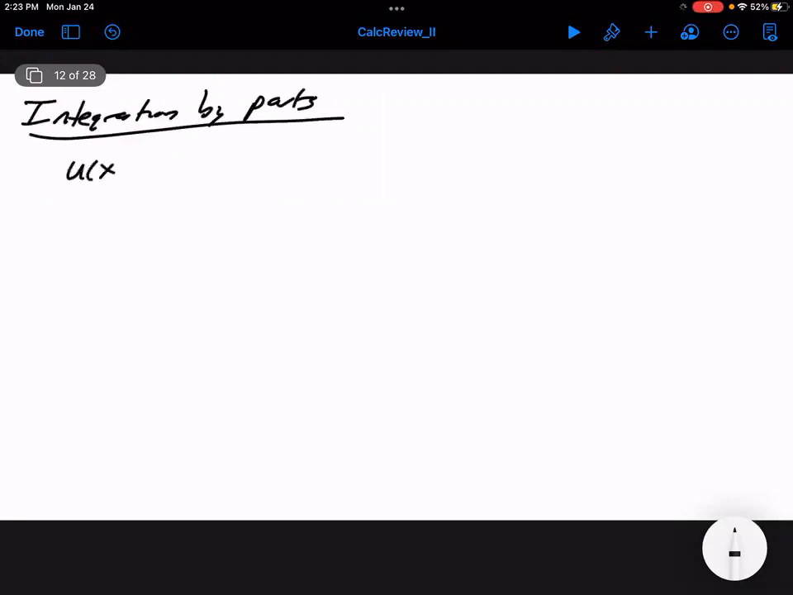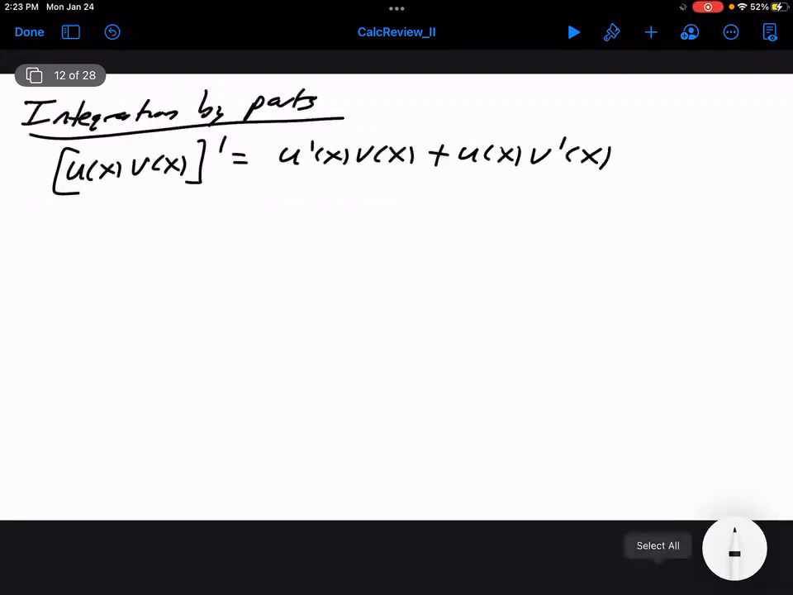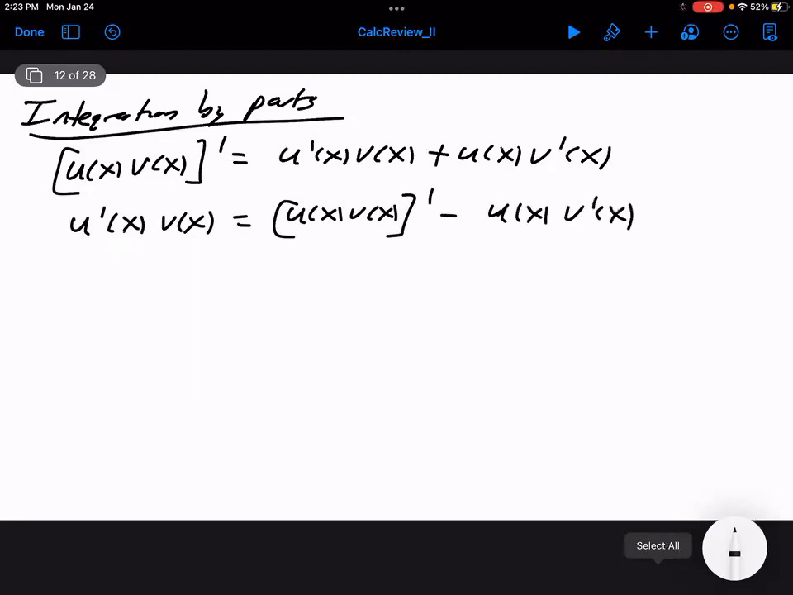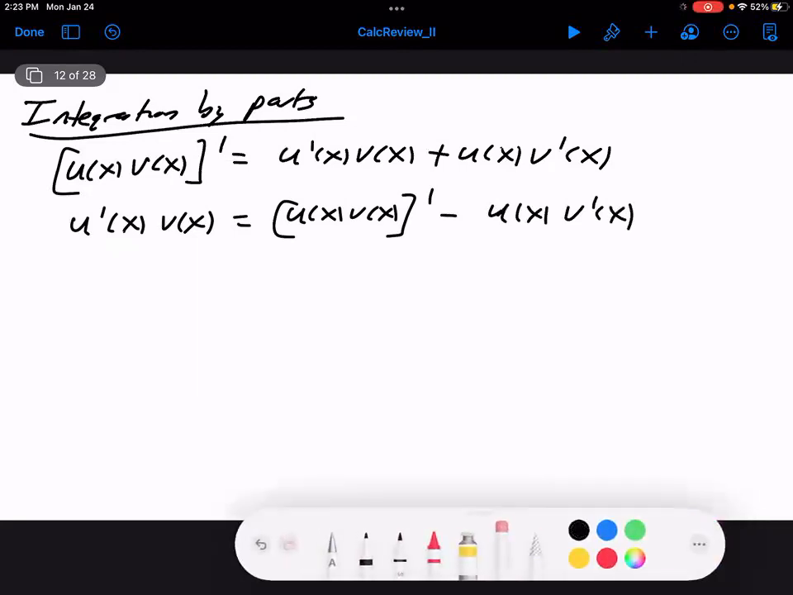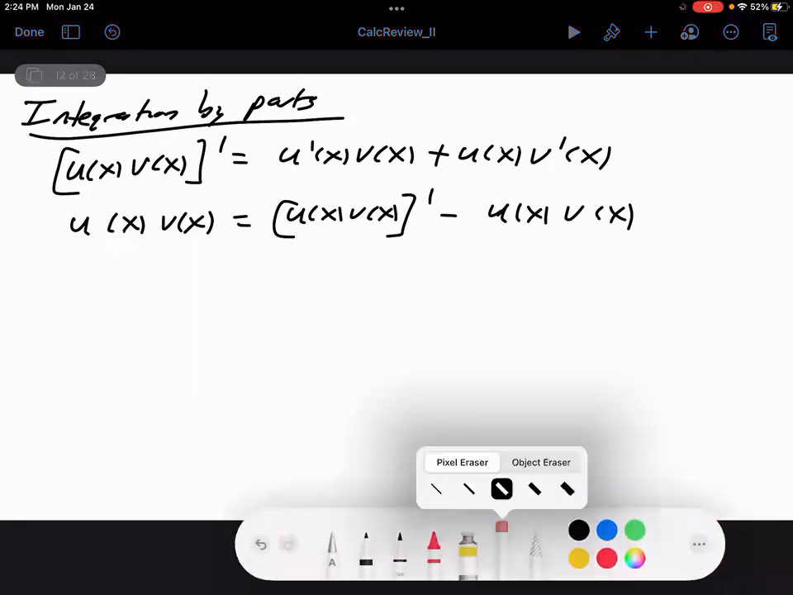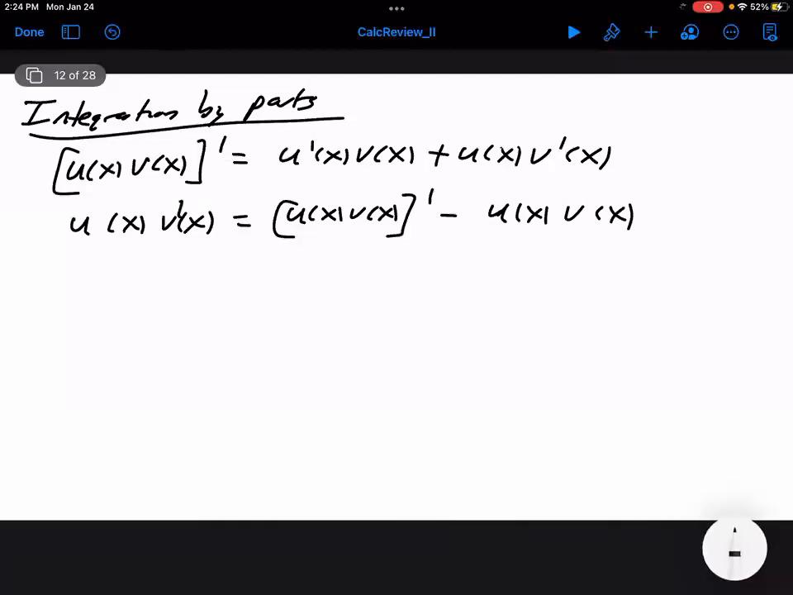And if I give you the function u of x times v of x and ask for its derivative, that's going to be u prime of x v of x plus u of x v prime of x. So that means u prime of x v of x equals u of x v of x prime minus u of x v prime of x. Except I actually want it the other way, so I want to switch which one I move to the other side. So I'm going to do it so it's u of x v prime of x over here, and u prime of x v of x. I'm going to switch which one I move over.